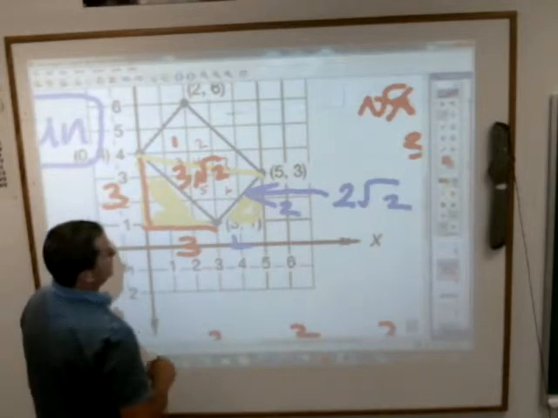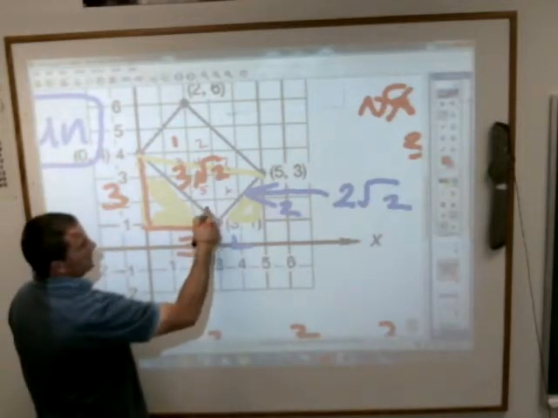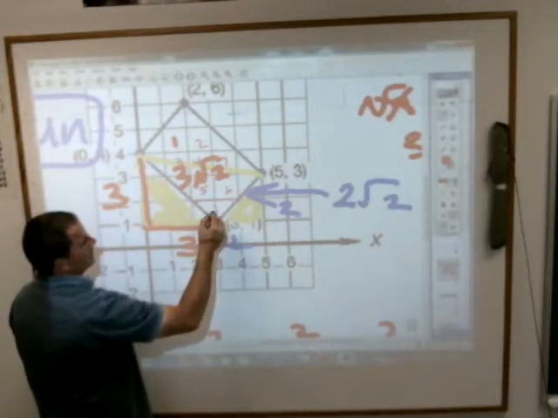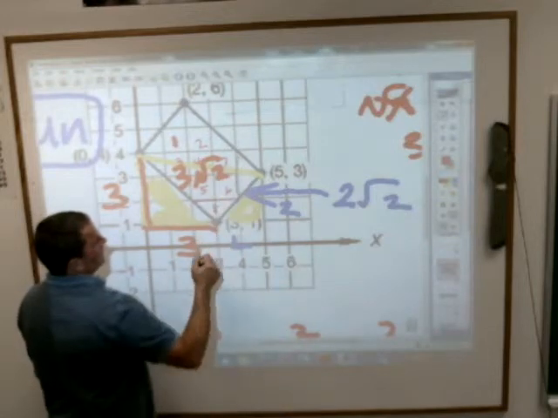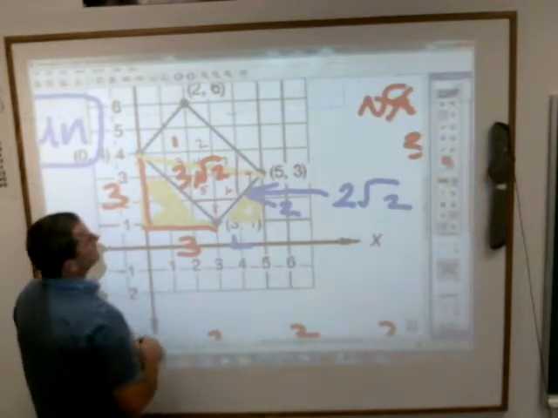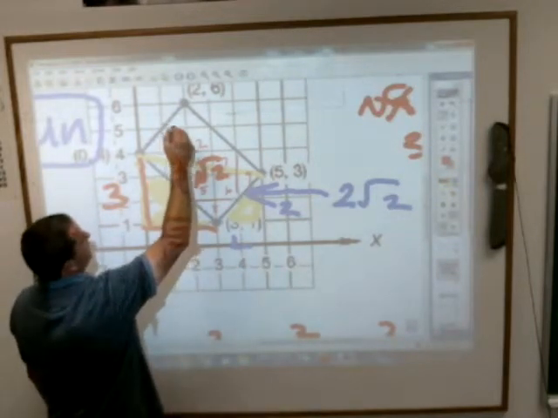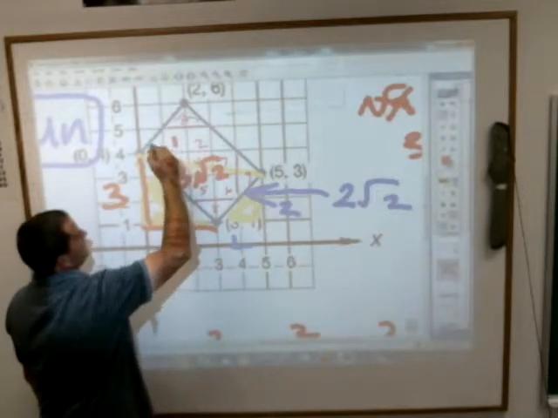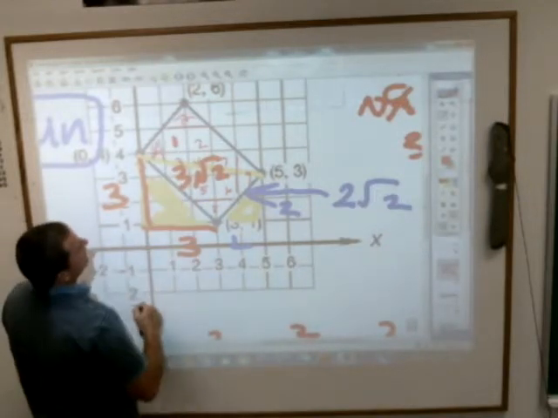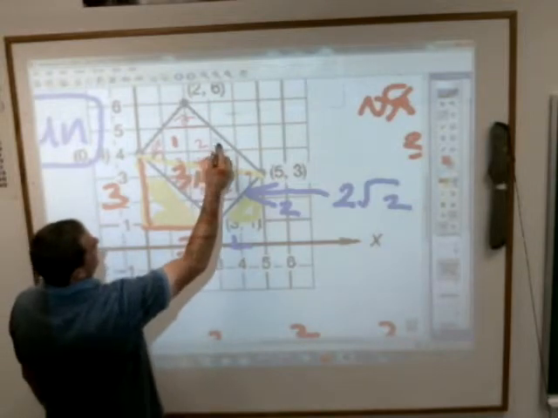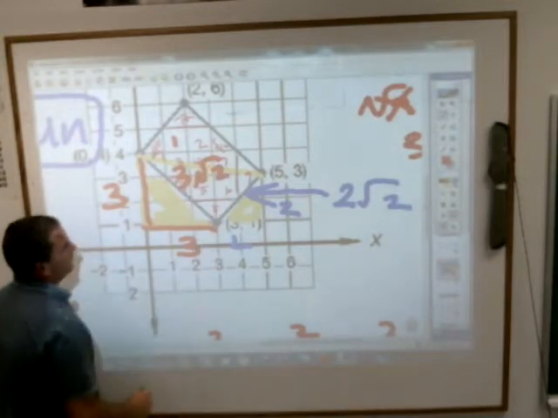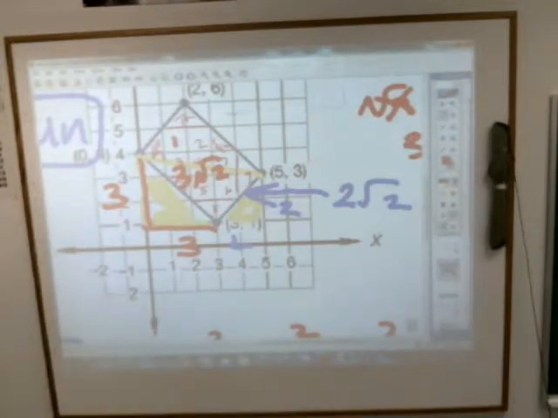7 whole squares. These two are both half a square, so you put those together, that would be 8. Those 2 halves together, that would be 9. These 2 halves together would be 10. These 2 halves together would be 11. And then this little half here would go with that opposite half there to give you the 12th one. There's your 12 square units.